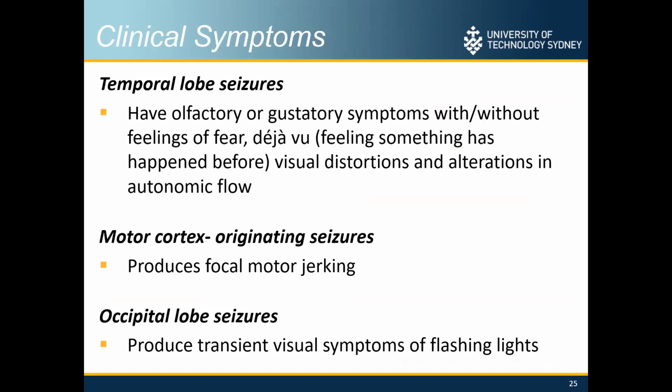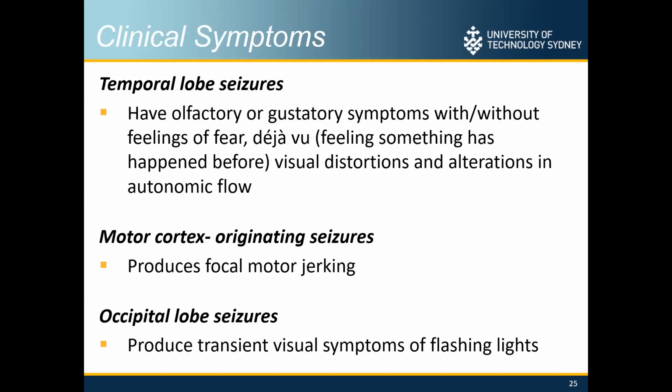All right, so the next bit is looking at temporal lobe seizures. So this is an example of a partial seizure that is mainly confined to the temporal lobe. We know that the temporal lobe is associated with the processing of olfactory and gustatory information. So when you have seizures in this area, it usually leads to olfactory and gustatory symptoms and has an effect on visual distortions as well.